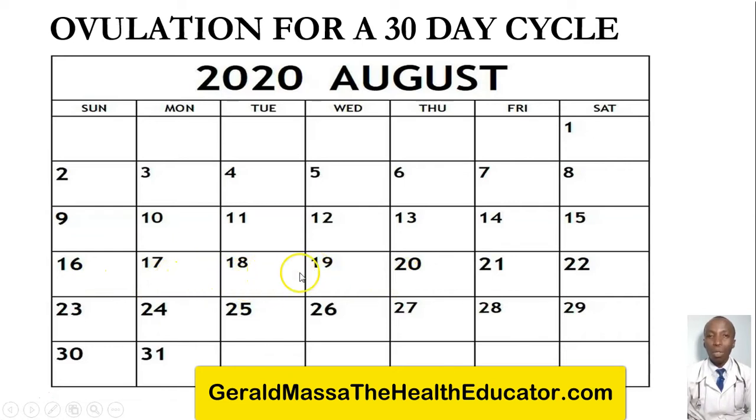You can never tell exactly, because when the female egg is released, it lasts for at least 12 to 24 hours, whereas a male sperm survives for up to 5 days. So to increase your chances of getting pregnant, if your ovulation date is the 19th, it's always advisable that you be with your partner, have sex around 1 to 2 days prior.